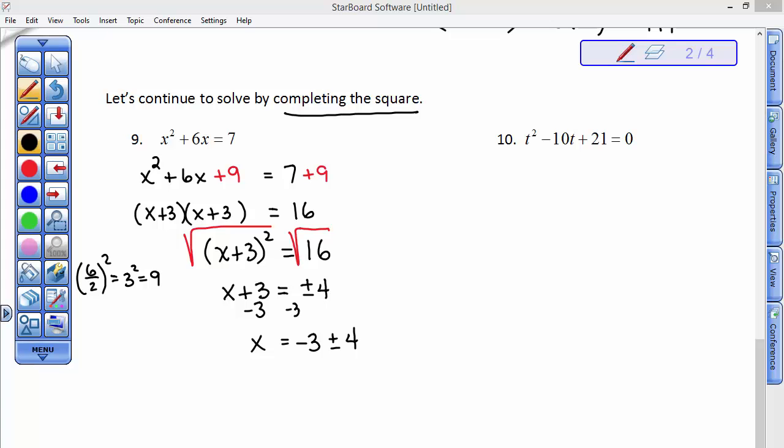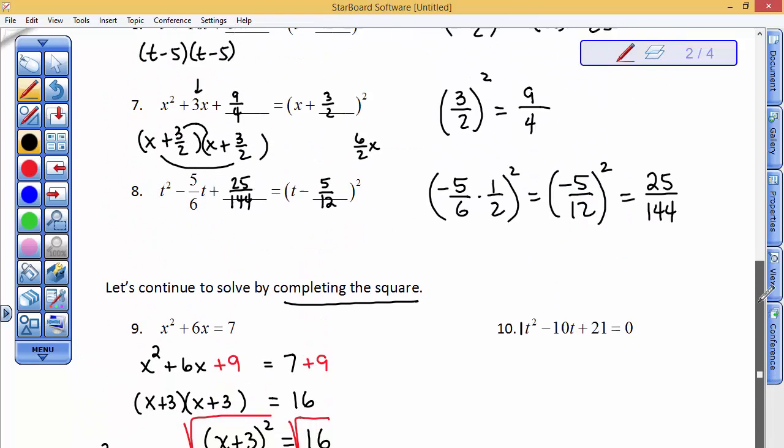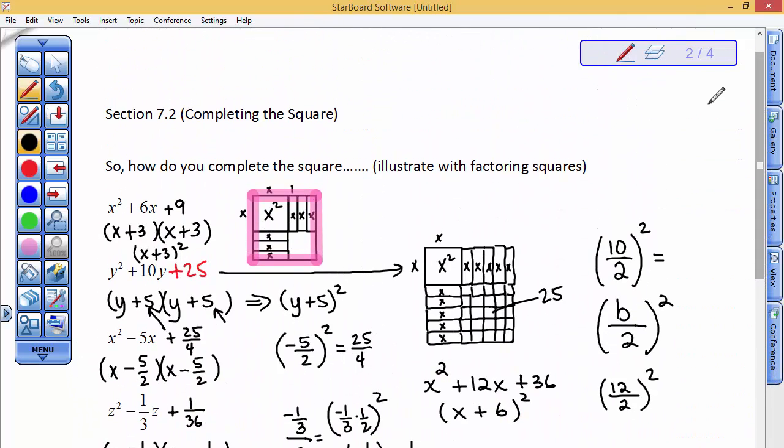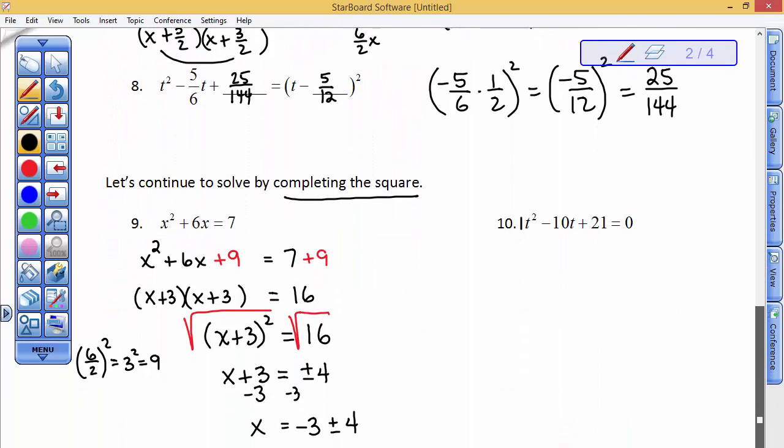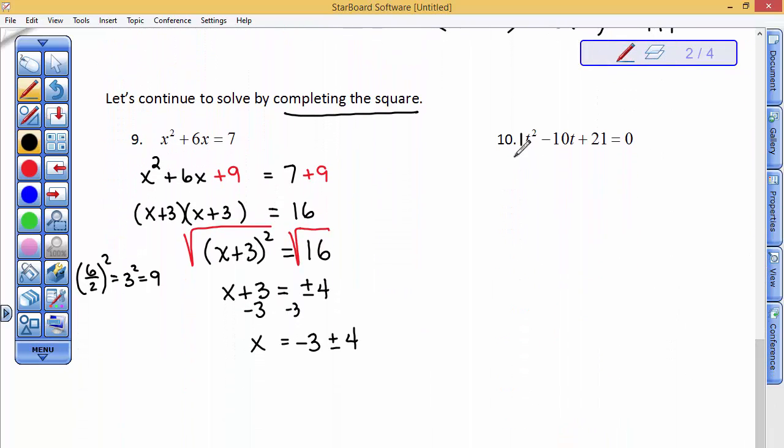This method I've been describing about completing the square only works when the coefficient in front of the squared term is a 1. Remember when we were drawing a picture of this way back up here, we had a 1x squared, and then we cut these in half and put half over here and half over here. So the next problem we're going to do still is going to work, but I just want to share with you it gets a little more challenging when that's not the case.